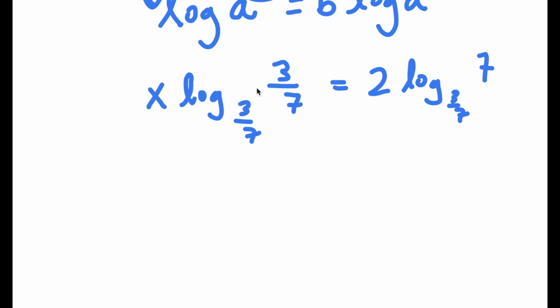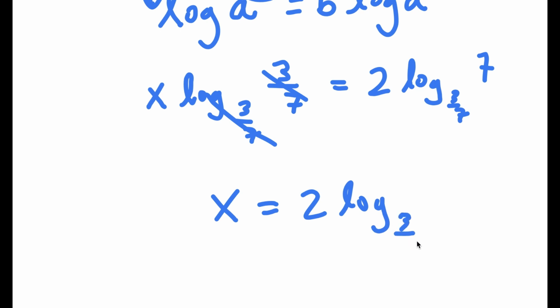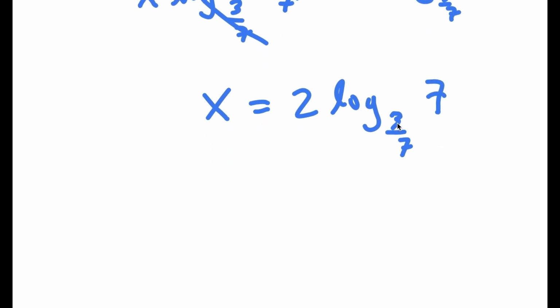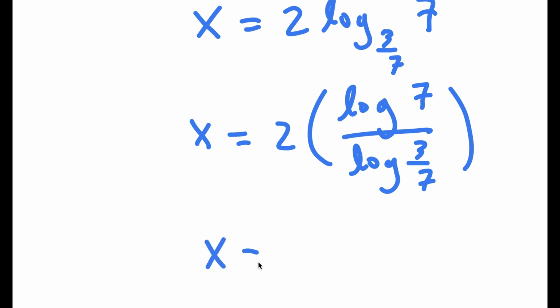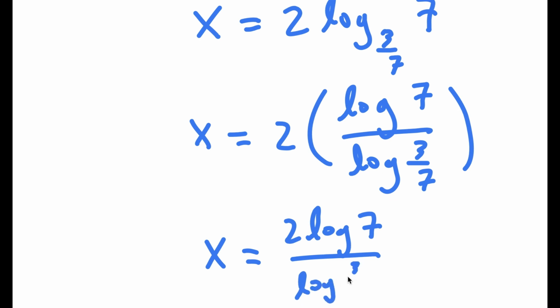And now, these two actually cancel out: log base 3 over 7 of 3 over 7. So now I'm just left with x is equal to 2 times log base 3 over 7 of 7. Now, log base 3 over 7 of 7, that's the same thing as log base 7 over log base 3 over 7. So x is equal to 2 times log base 7 over log base 3 over 7.